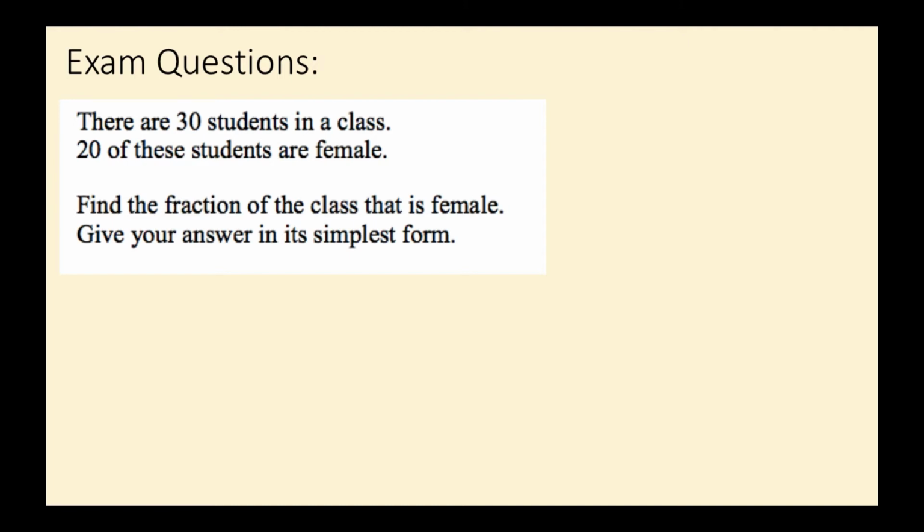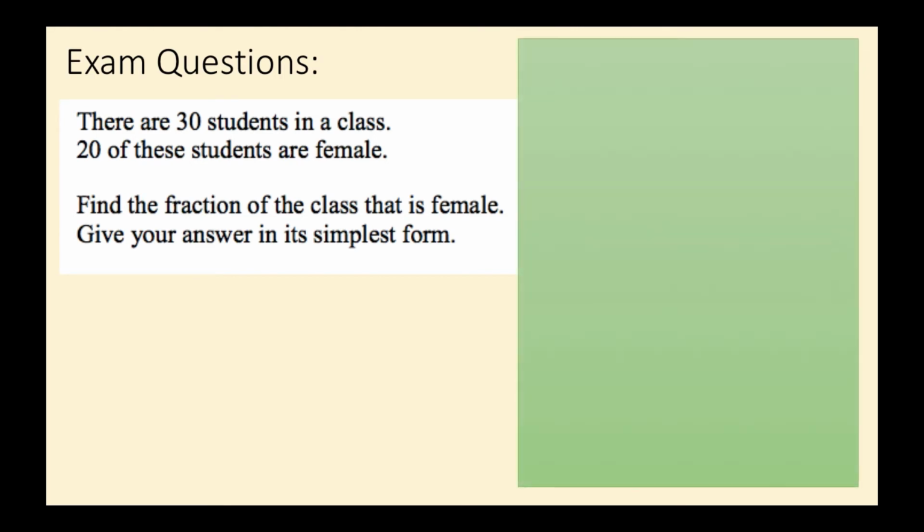So, there are 30 students in a class and 20 of them are female. So we just need to write down the amount of females out of the entire total. 20 females out of a total of 30 students. To write this in its simplest form, we just have to divide down until we get to our lowest answer. That means we divide the top and bottom by the same number.